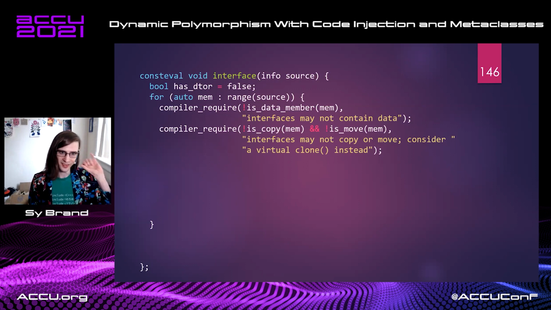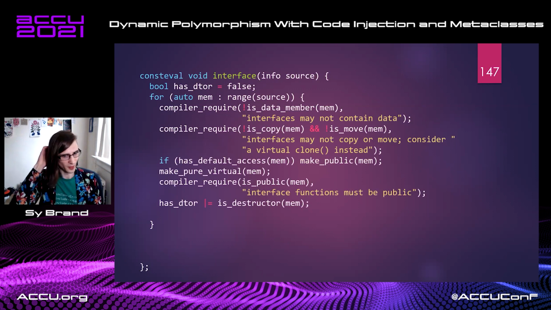You're saying require that this thing is not a data member, because you don't want your interfaces to contain data, and you don't want them to have copy or move constructors. Instead, you want to say use a virtual clone. So these give you better compiler errors based on information known about your types at compile time.